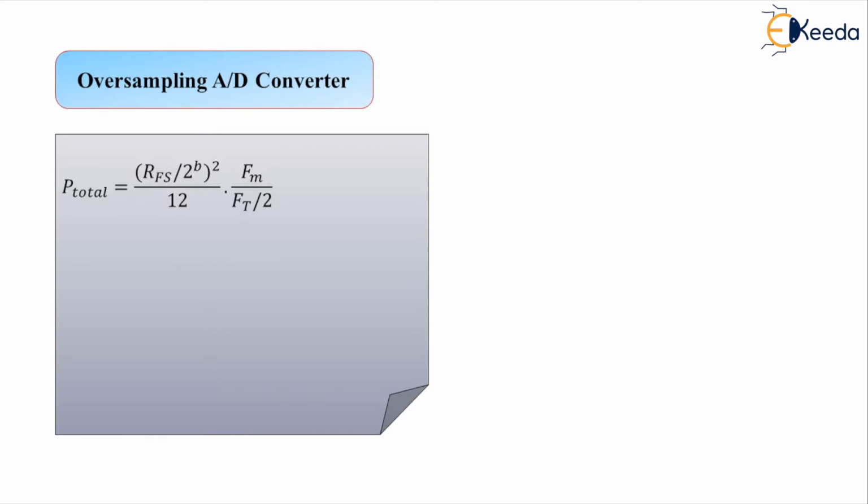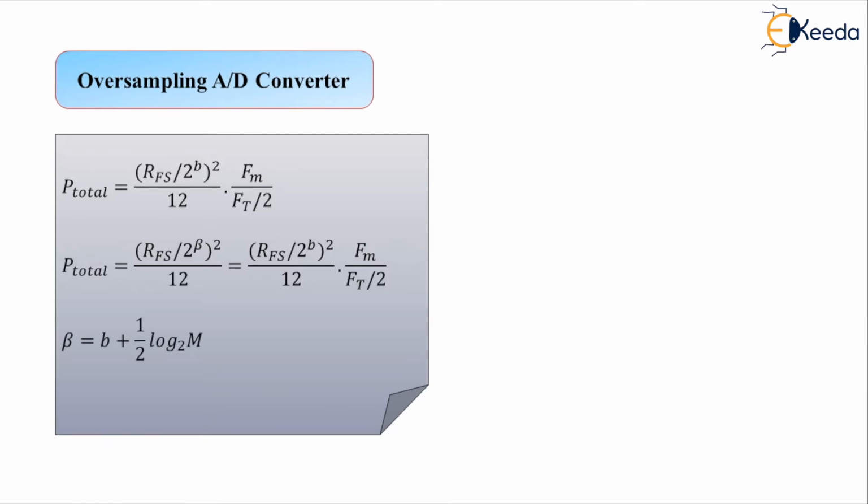beta. So the new equation for P suffix total will be equal to R Fs divided by 2 to the power beta, the ratio squared, which is further divided by 12, that is equal to R Fs by 2 to the power b squared divided by 12 multiplied by Fm by Ft by 2, the previous representation. So for this modified expression, we have the relation of beta with small b. Beta is equal to small b added to 1 by 2 times log to the base 2 of capital M, where capital M is the oversampling ratio, which we can abbreviate as capital OSR.